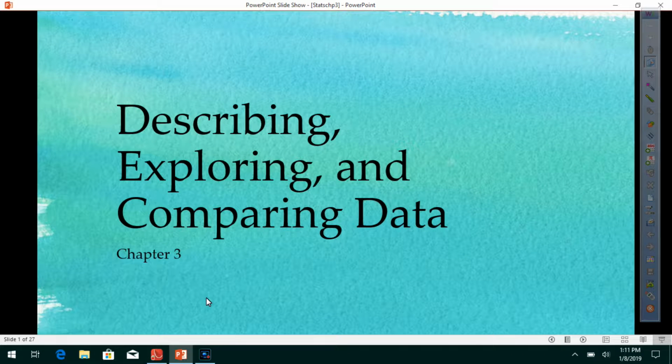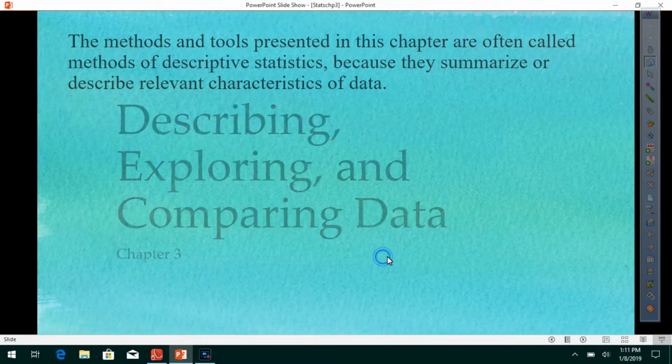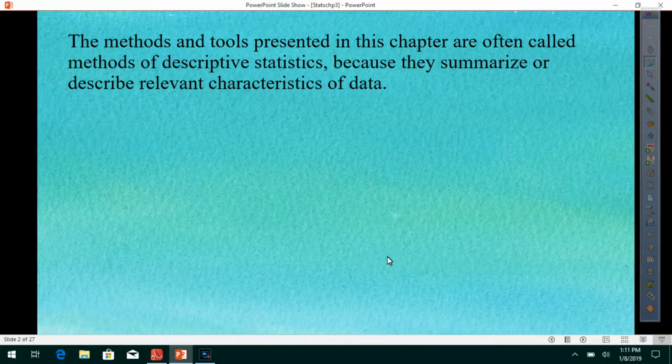Chapter 3, Describing, Exploring, and Comparing Data. The methods and tools presented in this chapter are often called methods of descriptive statistics because they summarize or describe relevant characteristics of data.